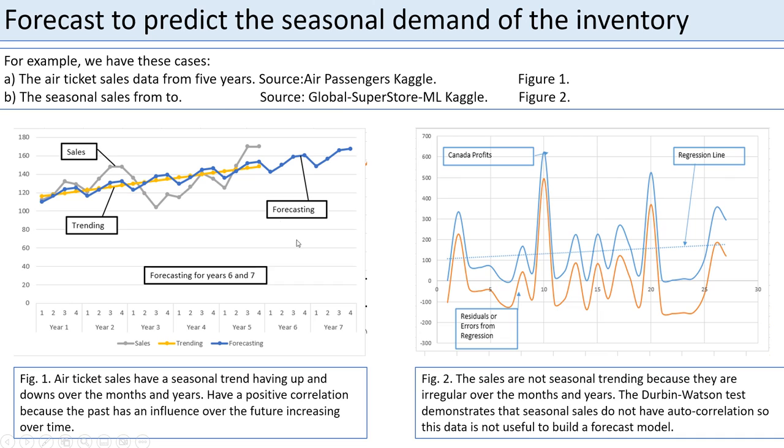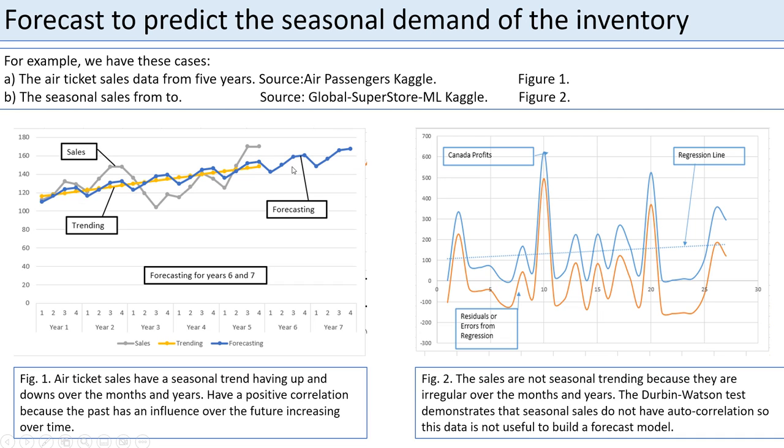So this is the air ticket sales. We can see that the sales are on the gray line here. We have the regression line, which is in yellow, and the prediction line is in blue. We can see that the sales in gray have a seasonal behavior, meaning that probably this data is useful to make predictions for the seasonal demand in the future.